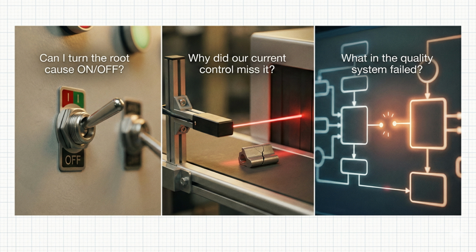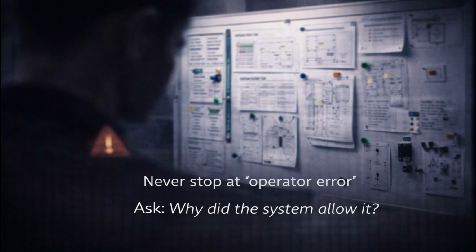Can I turn the root cause on and off? Why did our current control fail to catch it? And what in the quality system failed to prevent it? Never stop at operator error. Ask one level deeper. Why did the system allow it?